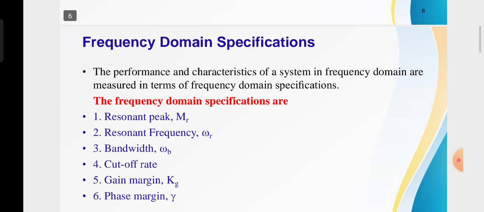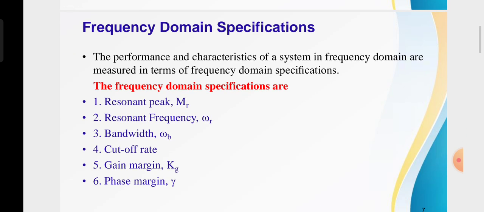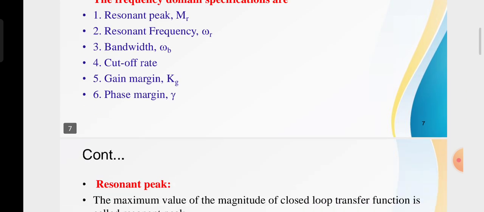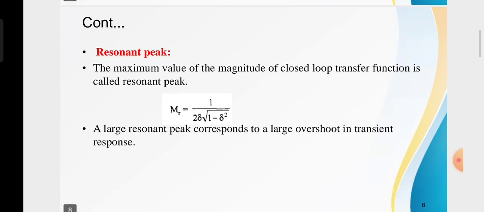So the next topic, frequency domain specifications. In this topic we discuss what the frequency domain specifications are. The performance and characteristics of the system in the frequency domain are measured in terms of frequency domain specifications. There are 6 frequency domain specifications: the resonant peak, resonant frequency, bandwidth, cutoff rate, gain margin, and finally phase margin. Let's see one by one.